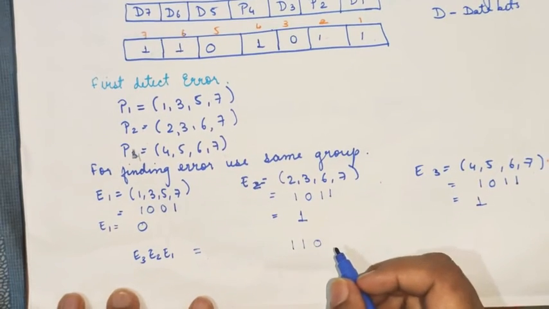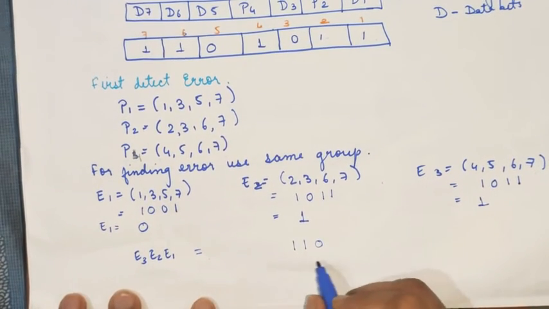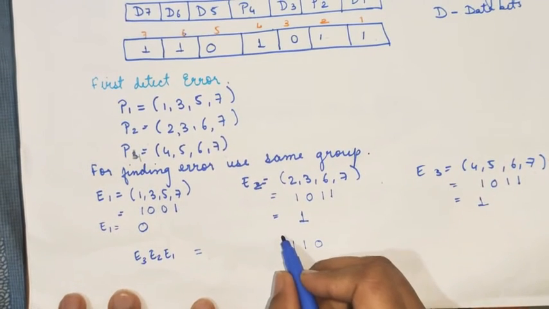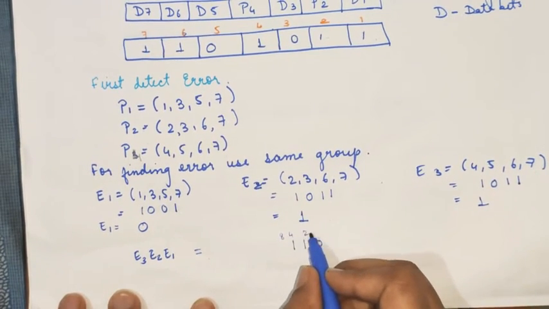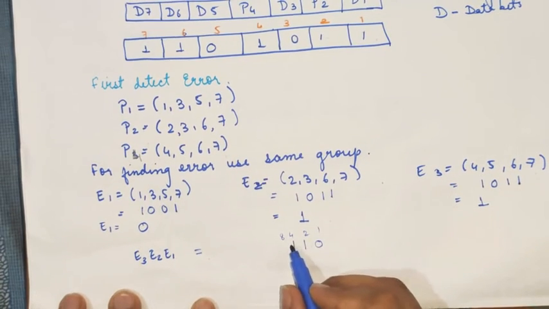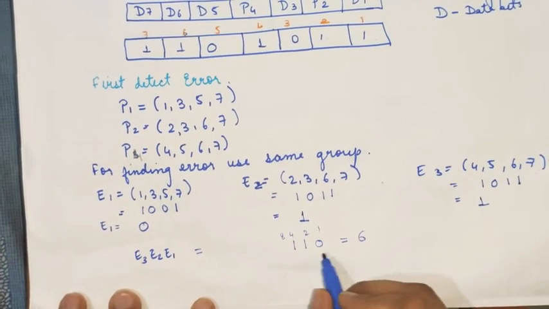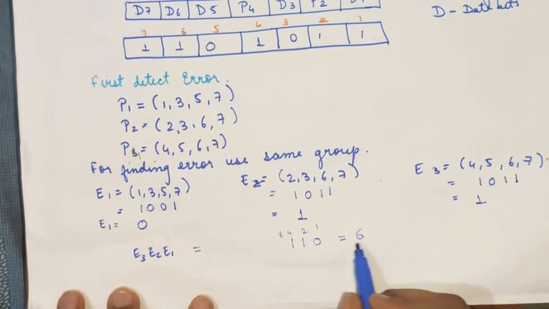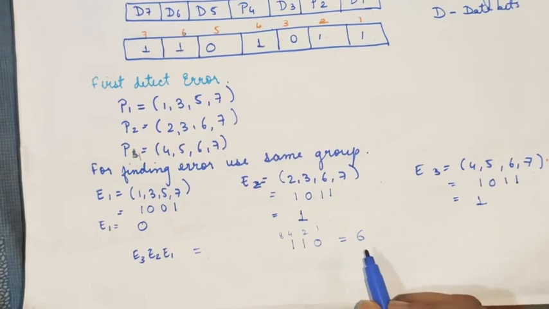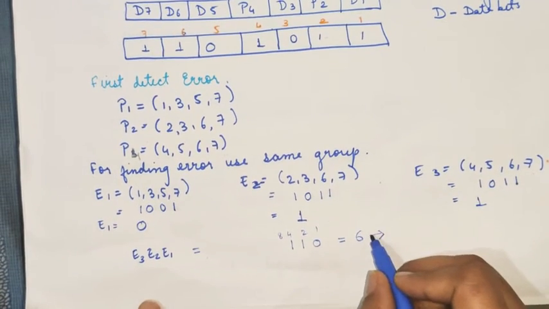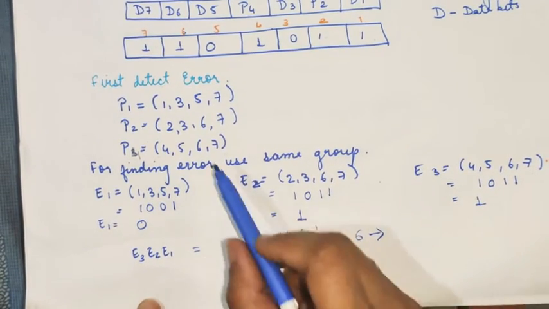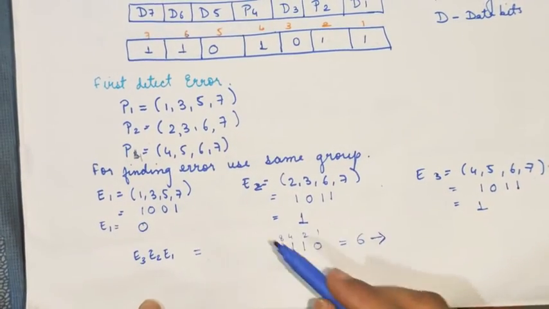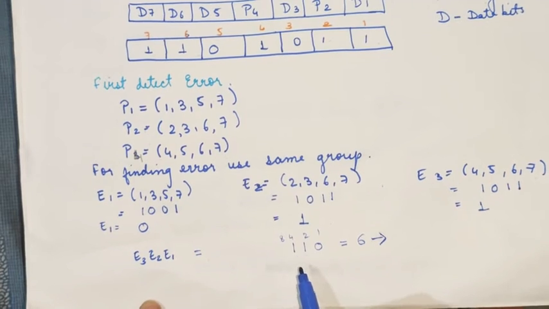Now we have to convert this binary value into a decimal value. Simply we can use the 8421 technique. So the decimal value of this is 6, 2 plus 4 is 6. As you can see, this 6 is the position of the bit where the error has occurred.